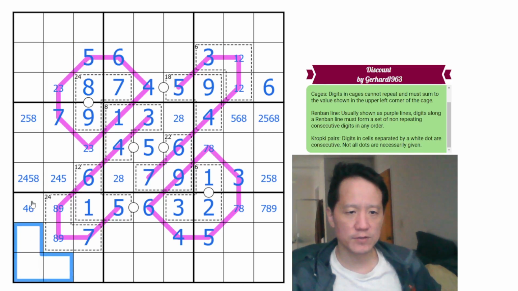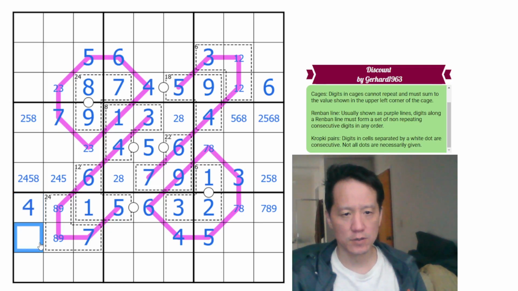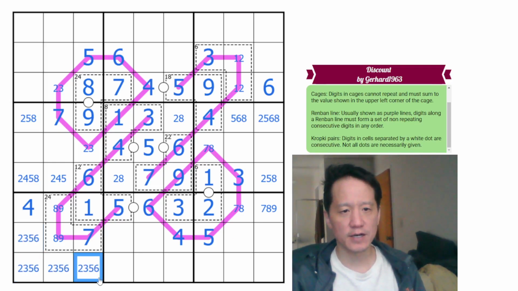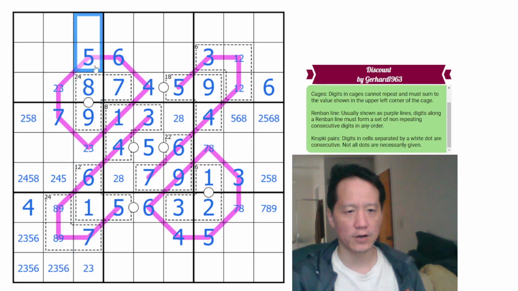The rest of this, so this has to be a 4. Again, this has to be 2, 3, 5, and 6. This cannot be 5 and 6. So now we have a 2, 3, 2, 3 pair in column 3, which eliminates 2 and 3 from the rest of the column. Therefore, this must be a 4.